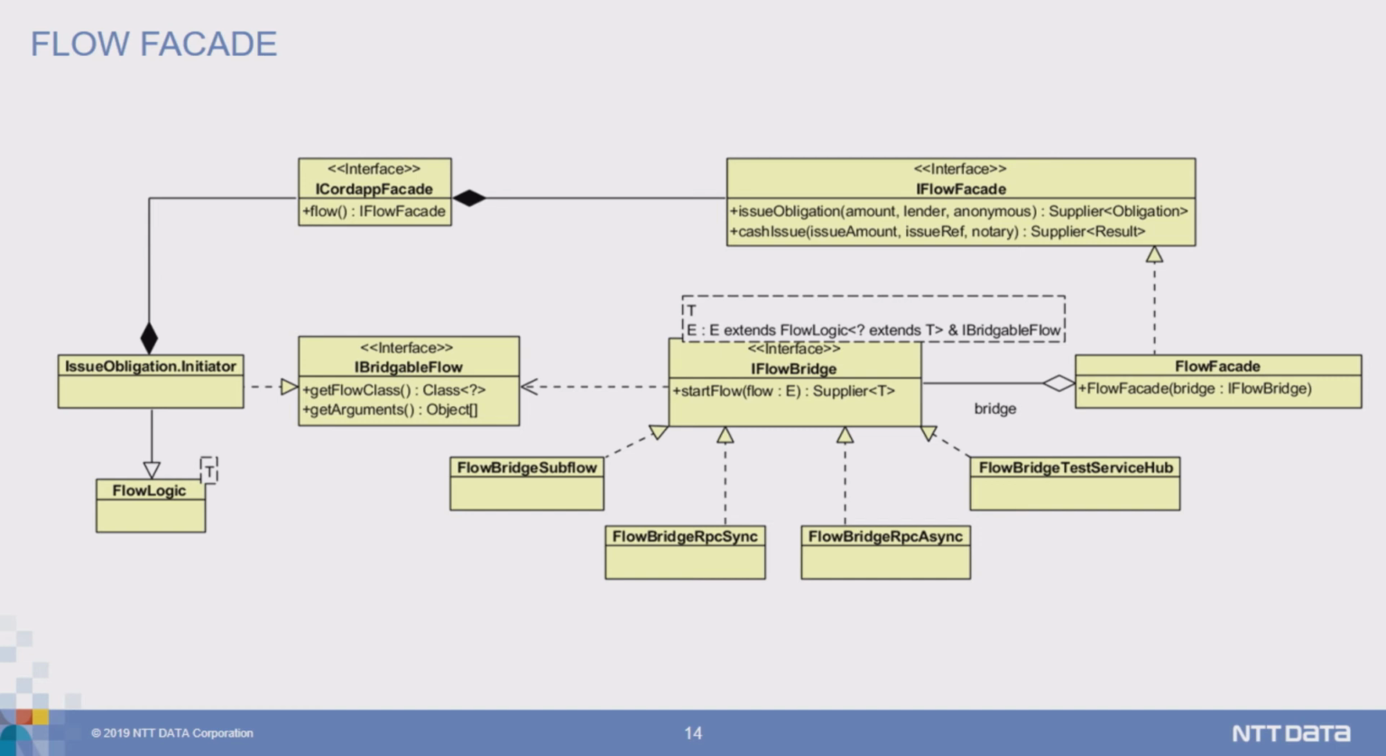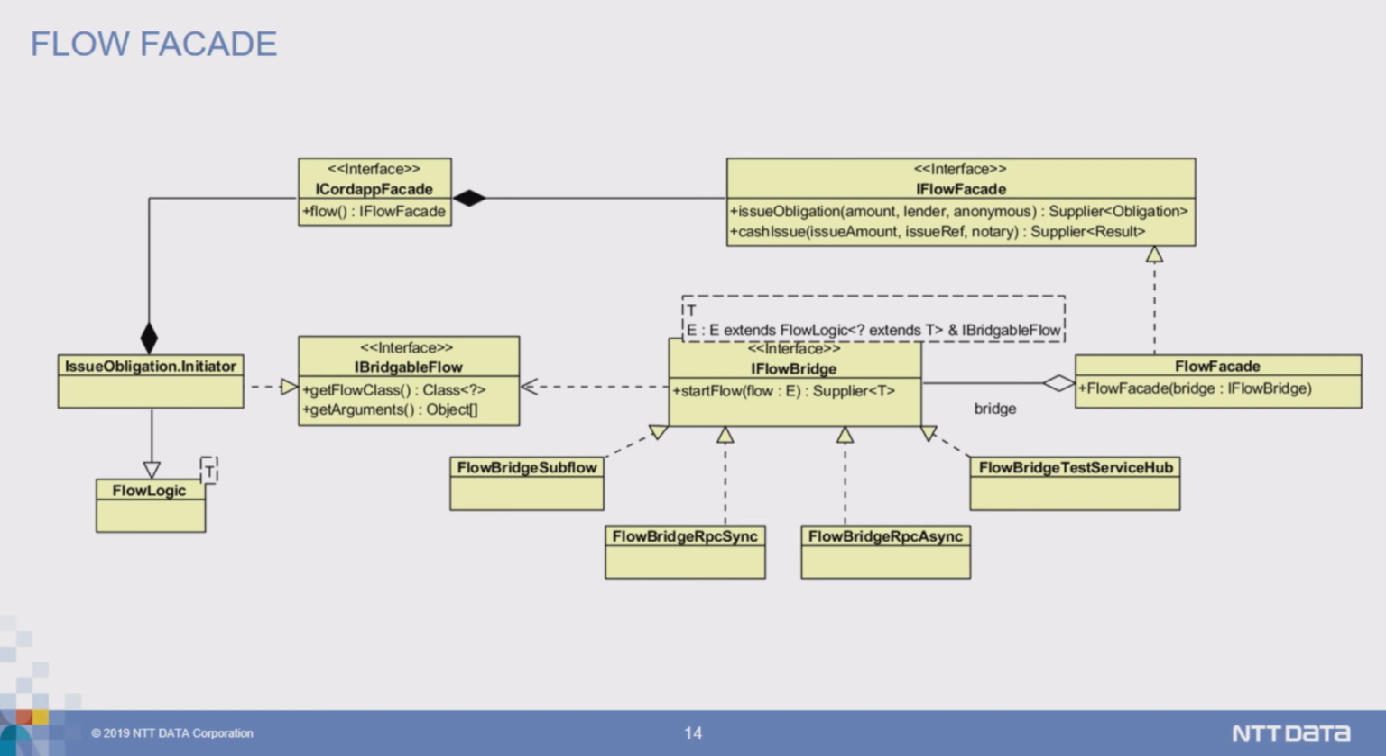To achieve this, we have this bridgeable flow interface. Our flow implements just an interface, which has two functions: get the flow class, which will give the class of the initiator flow, and then its arguments, which are those that we pass to the constructor. Since this is an interface, our flow can inherit any flow logic we want. It's not binding. So we see that issue obligation initiator implements that interface.